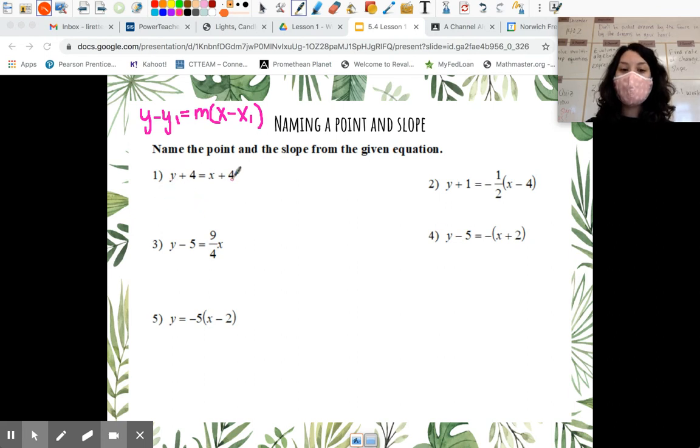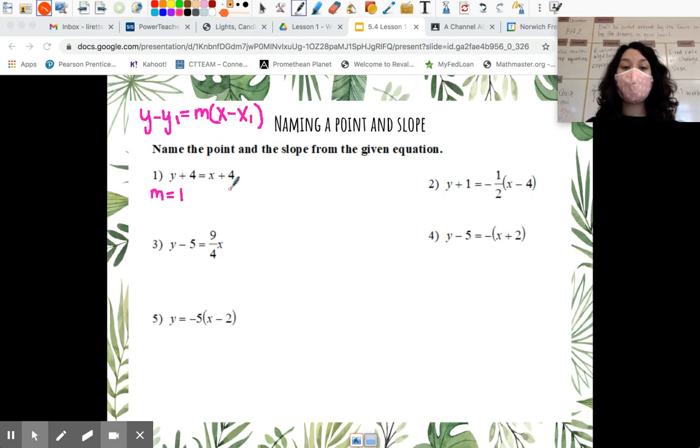For number 1, when I look at this equation, the slope is the thing touching the parentheses. Well, if I don't see any parentheses, if they're invisible and the slope is invisible, that means there's an understood slope of 1. It's not 0, it's 1. Think back to the problems that we did on the previous pages where I gave you a slope of 1 and I had you write the equation.